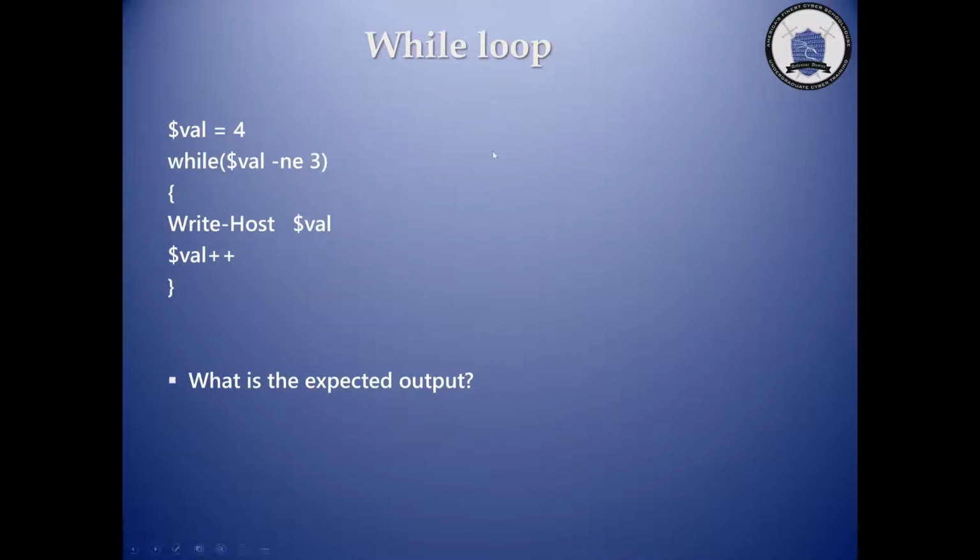Here's another while loop where our value is 4. It says while value does not equal 3. So what do you think is the expected output here?